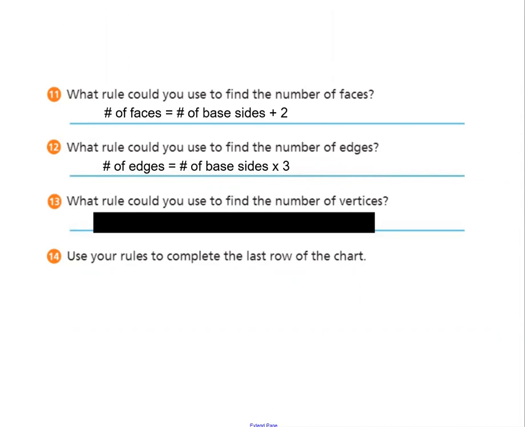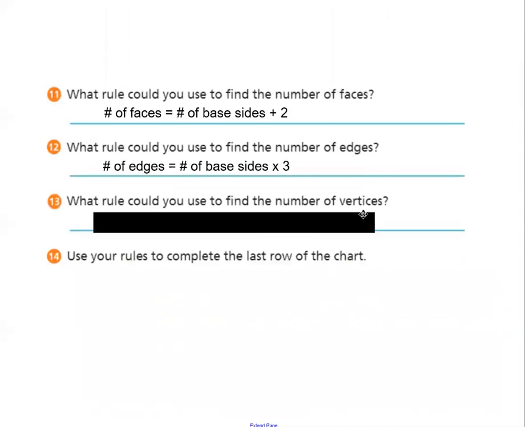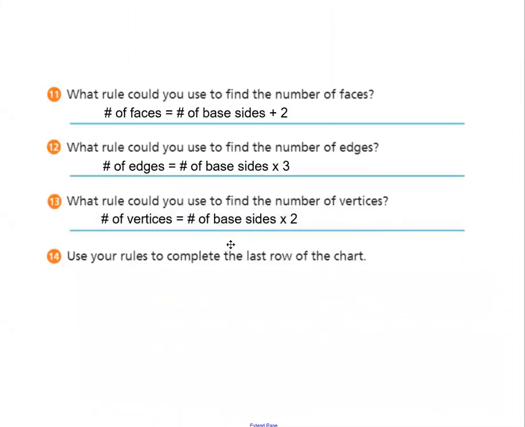And the last one is for vertices. How do you go from 3 to 6, 4 to 8, 5 to 10, etc.? All you have to do is look at how many base sides there are and double it. And that'll tell you exactly how many vertices there are, okay? We already did number 14. Sorry, I think I said it was 13, but number 14, to complete the last row, we did that. We're gonna stop there and we'll pick up with part 2 tomorrow.